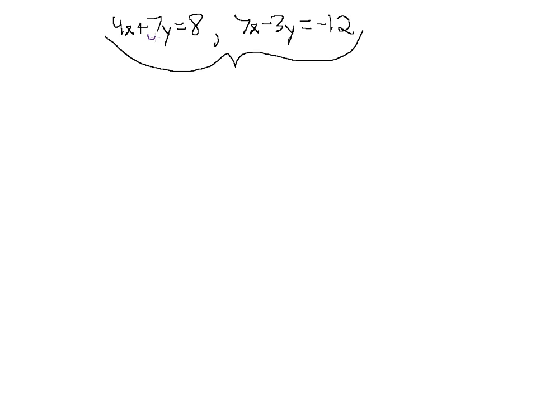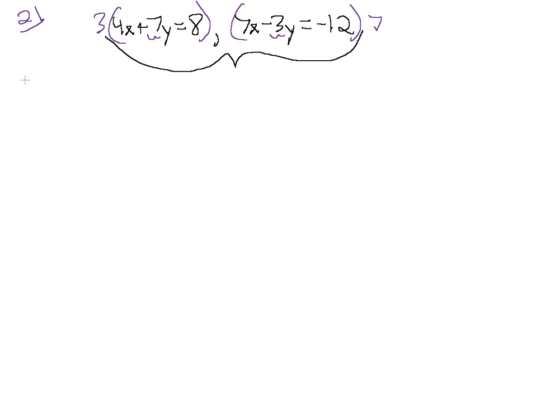And I see right off the top that the variable y has a coefficient of 7 and minus 3. 7 and 3 have a common multiple of 21, which means if we multiply this equation by 3, we'd get a positive 21. We multiply this equation by 7, we'll get a negative 21, which will actually cancel our y variables in the next step. So let's go ahead and multiply this out.